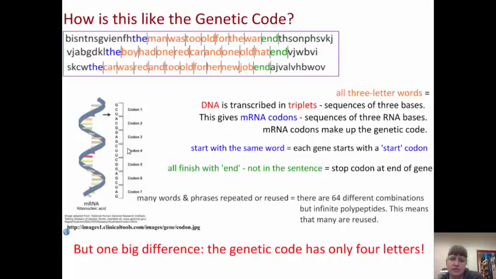There are many words and phrases that are repeated or reused, and this is represented by the 64 different combinations, but they allow for infinite possibilities of polypeptides. So these words are reused and reused and reused. The really big difference is that our sentences used, or could use, all the letters of the alphabet, and our genetic code only uses 4 letters. It only uses A's and T's and G's and C's.